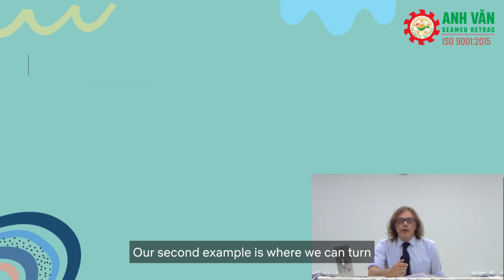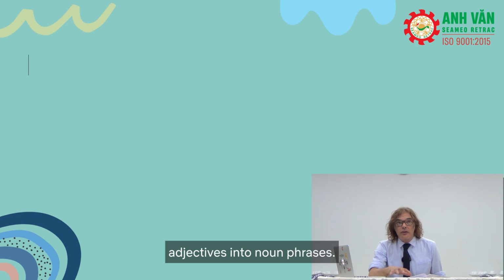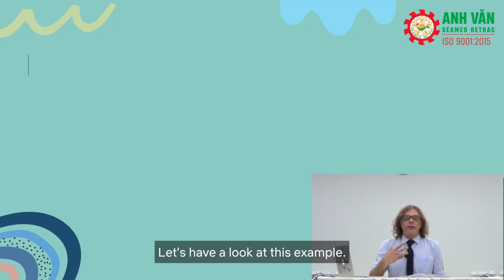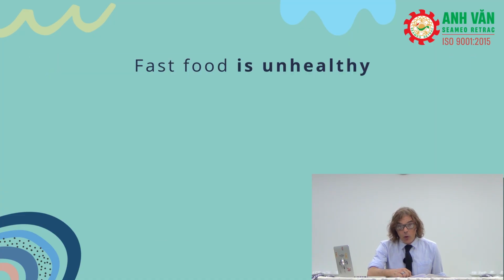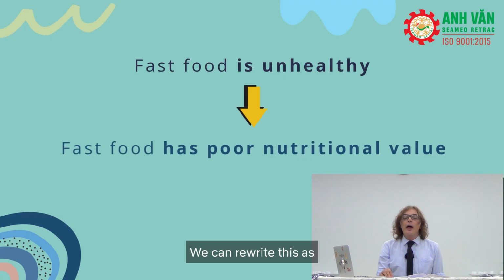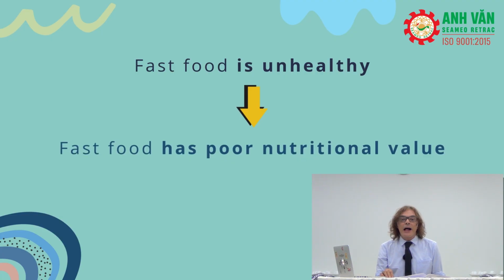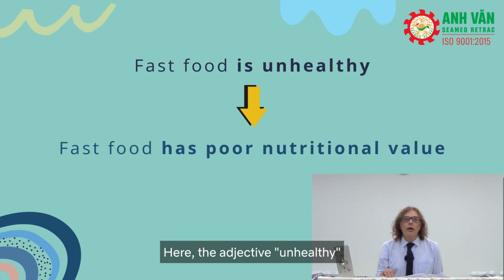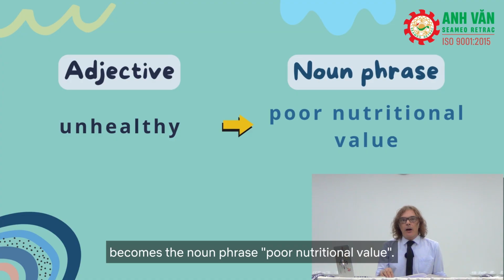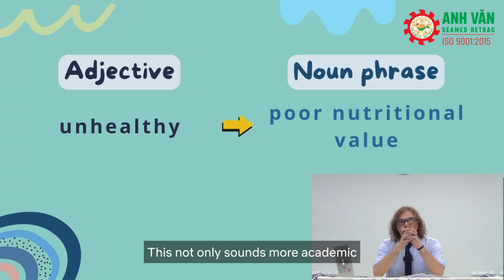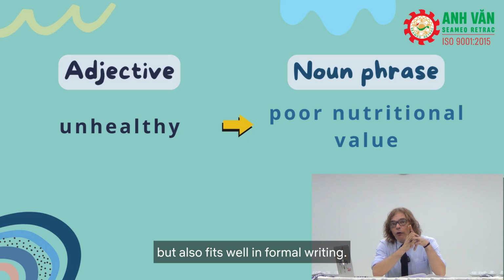Our second example is where we can turn adjectives into noun phrases. Let's have a look at this example. Fast food is unhealthy. We can rewrite this as fast food has poor nutritional value. Here, the adjective unhealthy becomes the noun phrase poor nutritional value. This not only sounds more academic, but also fits well in formal writing.